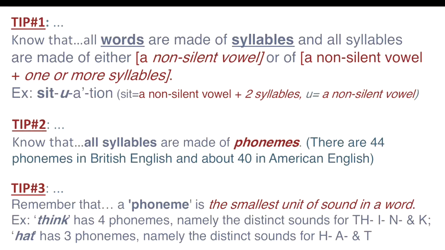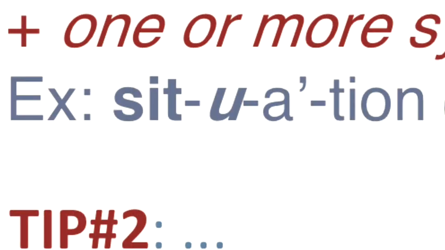Know that all words are made of syllables, and all syllables are made of either a non-silent vowel or of a non-silent vowel plus 1 or more consonants. Example, situation. This word is made up of 4 syllables. The first one is S-I-T, sit. The second syllable is U, 1 vowel. The third is A, 1 vowel. And the fourth is shun, T-I-O-N, made up of 2 consonants and 2 vowels, but it's 1 syllable.